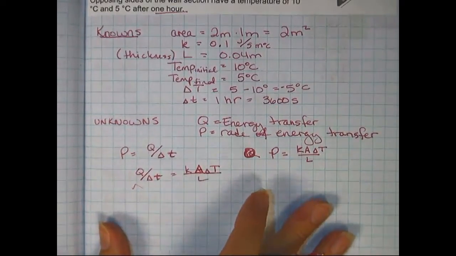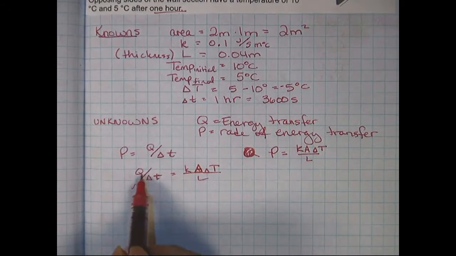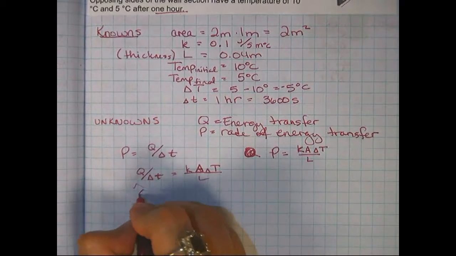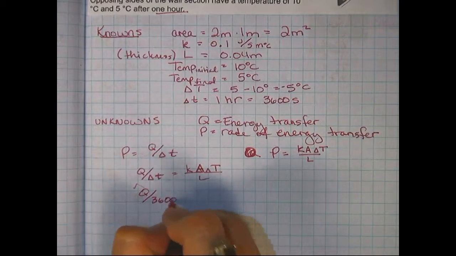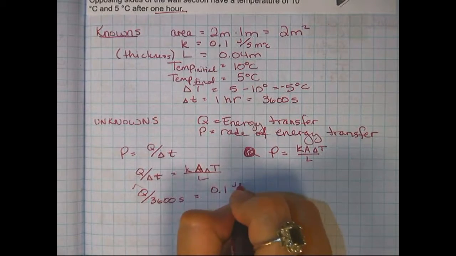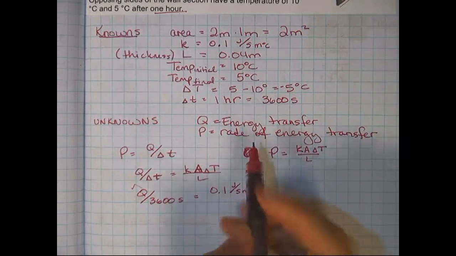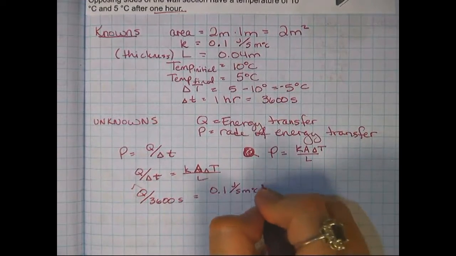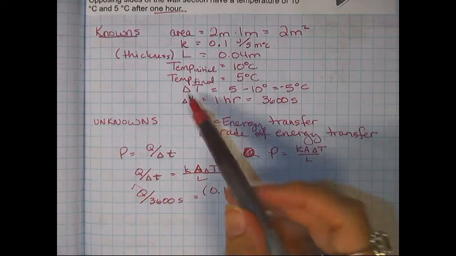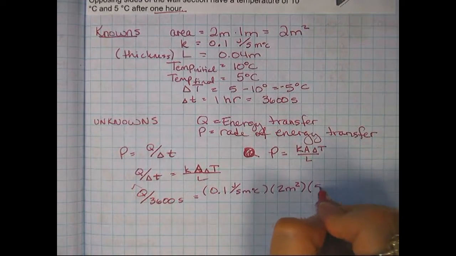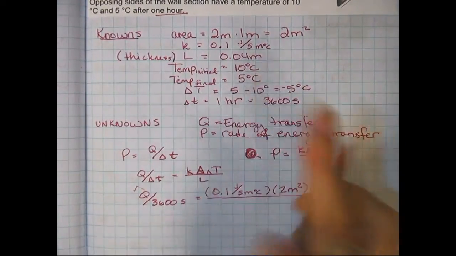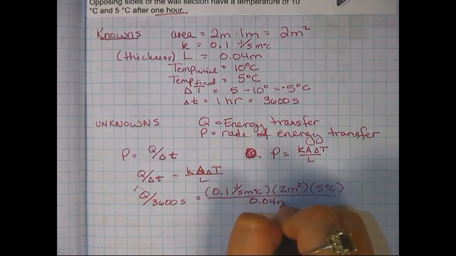Now we're going to go through and fill in what we know at the top. Q, well, that's what I'm really looking for. Delta t, small t, 3,600. K. A. Delta T, that's the big T, that's the temperature. And L is the thickness.